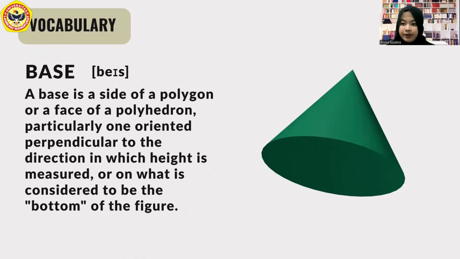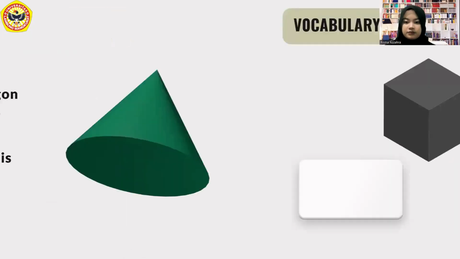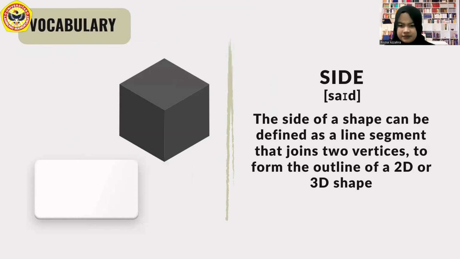Base. Base in bahasa is alas. A base is a side of a polygon or a face of a polyhedron, particularly one oriented perpendicular to the direction in which height is measured, or what is considered to be the bottom of the figure. Side. Side is sisi in bahasa. The side of a shape can be defined as a line segment that joins the vertices to form the outline of a 2D or 3D shape.